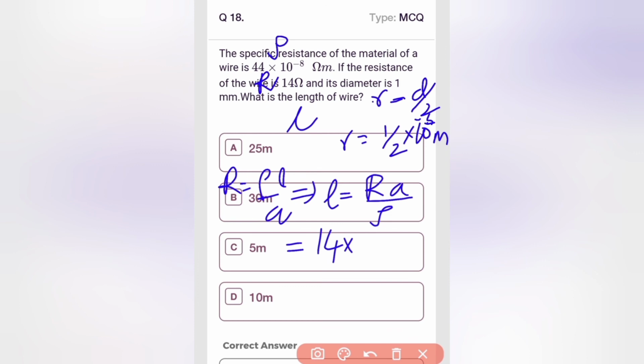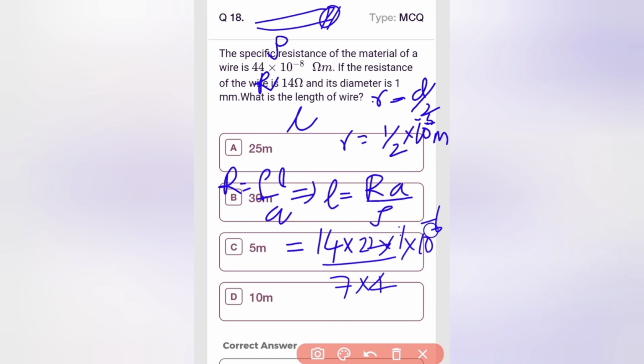For finding the area of cross section, when we take a wire, the area of cross section is going to be pi r square. So here we write pi. Pi is 22 by 7, into r square. R value is 1 by 2 into 10 power minus 3. Whole square is going to be 1 by 4 into 10 to the power minus 6.